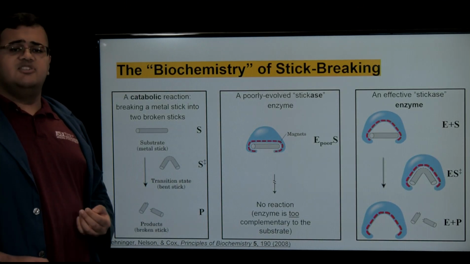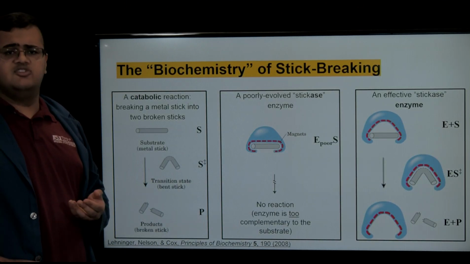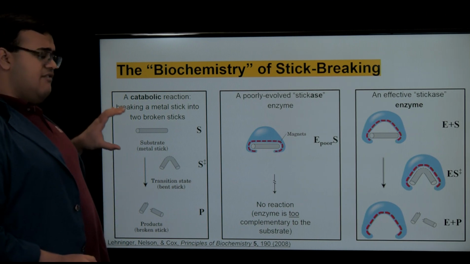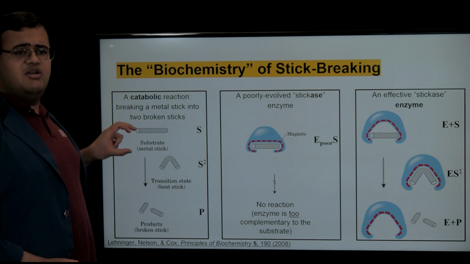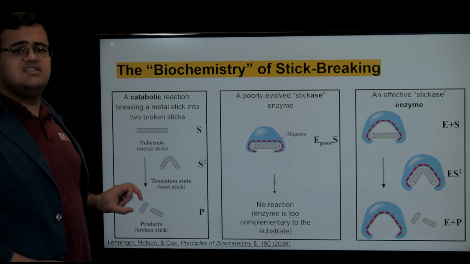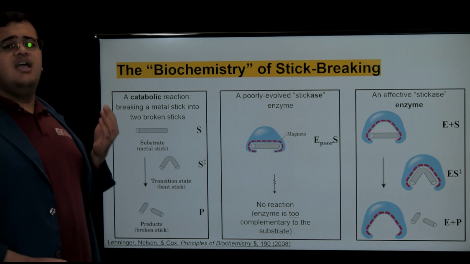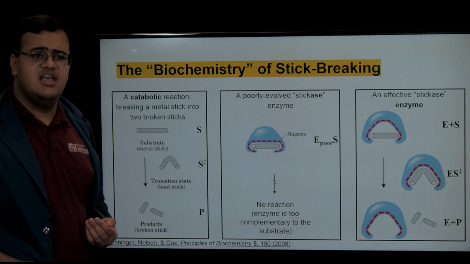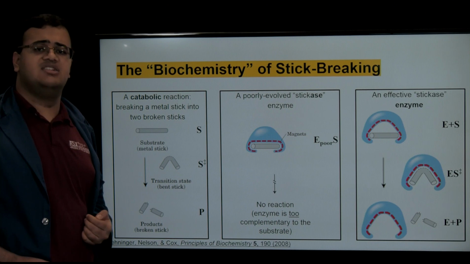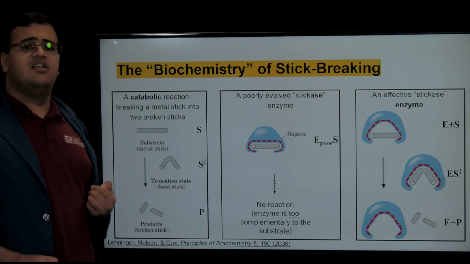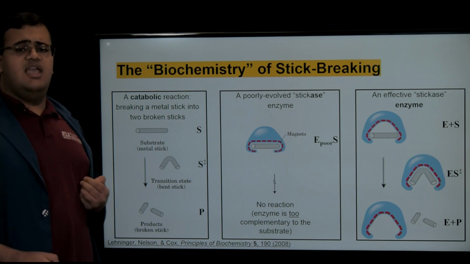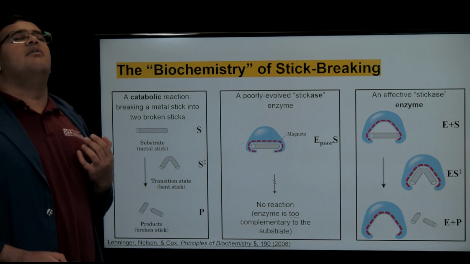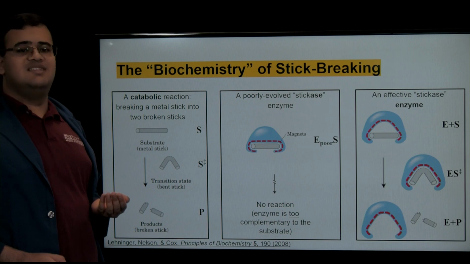Let's talk about the biochemistry of an enzyme. If we want to break a stick, that would be a catabolic reaction. If we have a metal stick and we want to snap it into two broken sticks, we are breaking down something into its component parts. We are undergoing a catabolic reaction. This is as opposed to an anabolic reaction, which creates compounds from their component parts. Okay, so metal sticks don't tend to break on their own. You don't really see that happening.